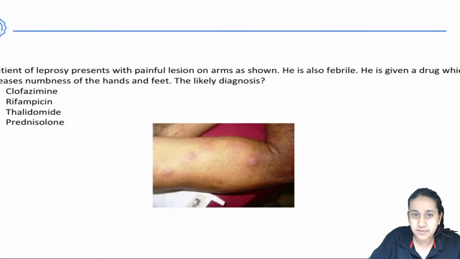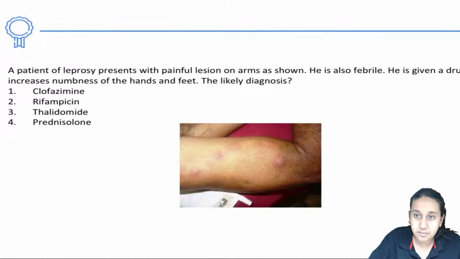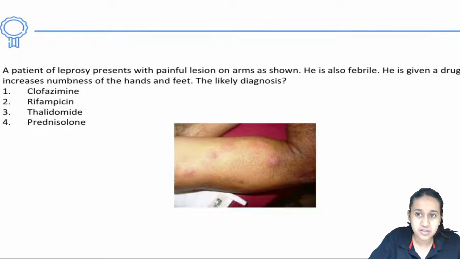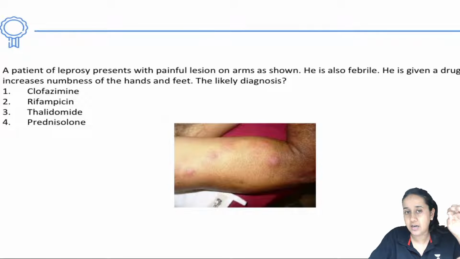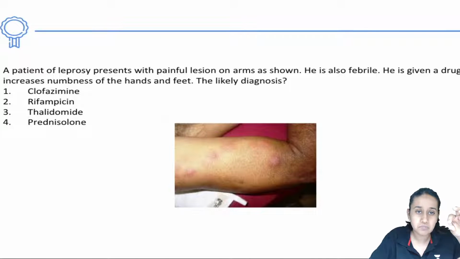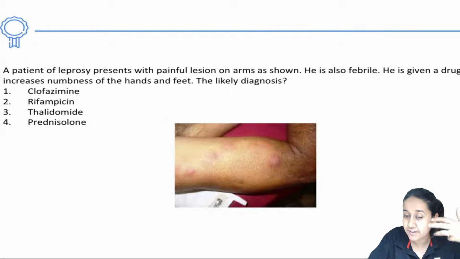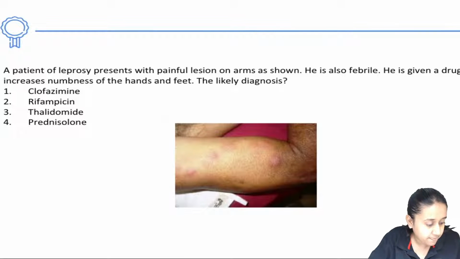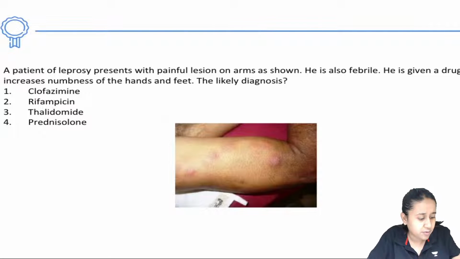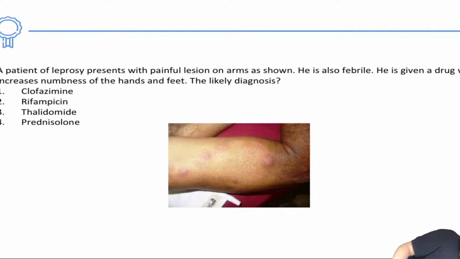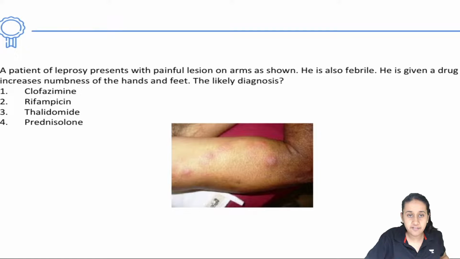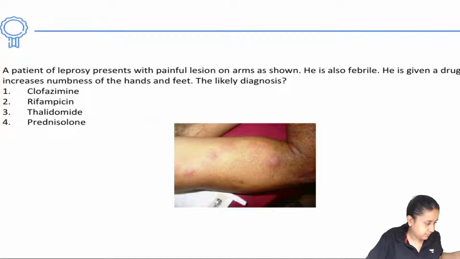A patient of leprosy presented with painful lesions on the arm as shown. He is also febrile. He is given a drug which increases the numbness of the hand and foot. What is the likely diagnosis? You can see that on the arm there are some swellings or some nodules. So can you tell me in which type of leprosy you see these nodular lesions? Anyone? In which form of leprosy?